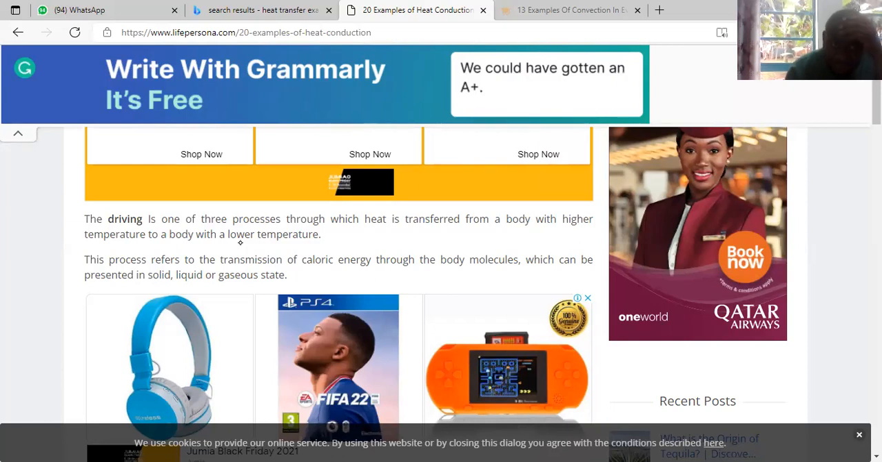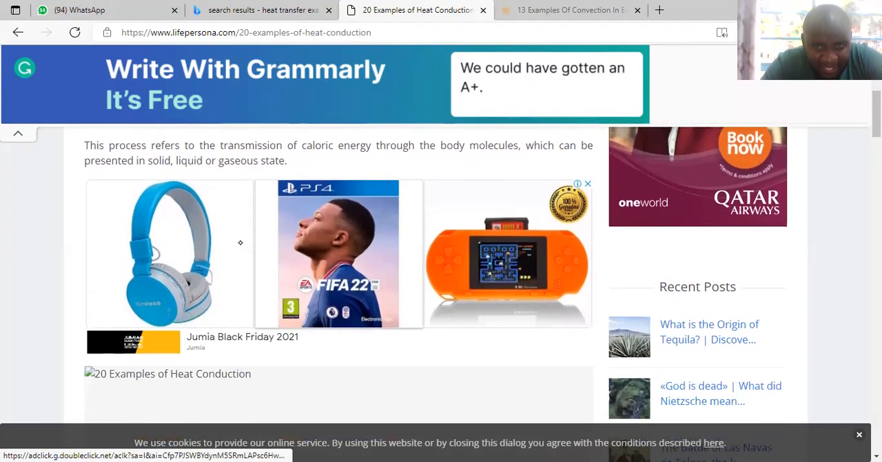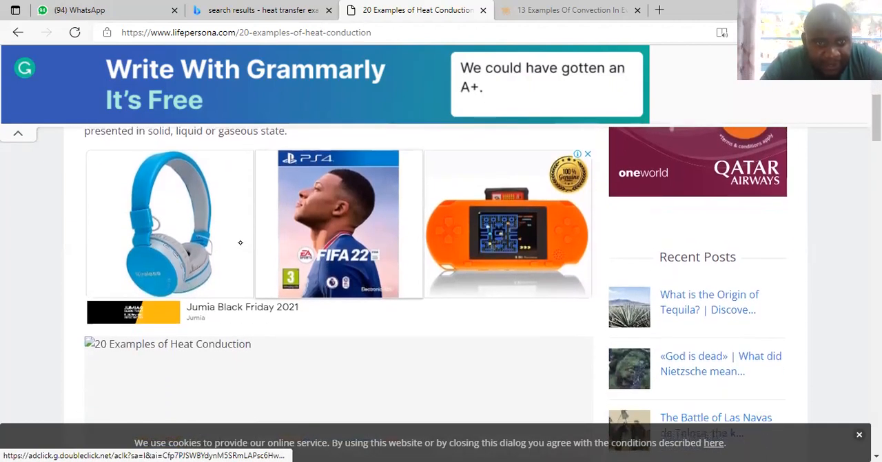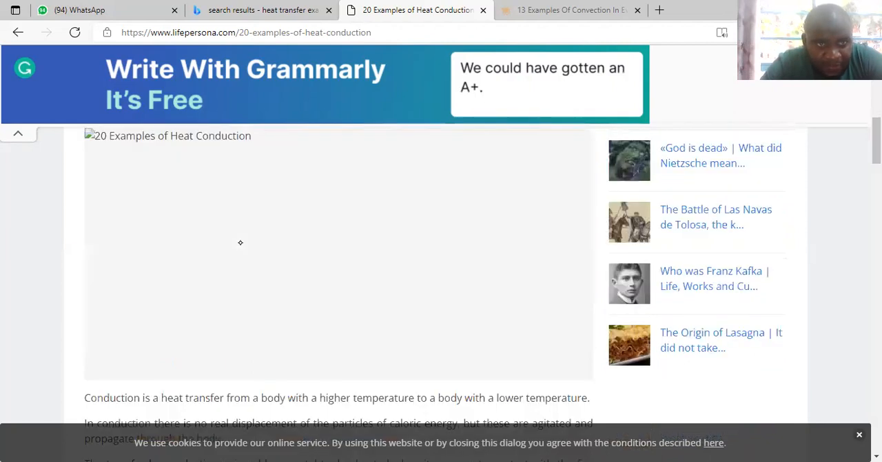here they're telling you that conduction is one of the three processes through which heat is transferred from a body with a higher temperature to a body with a lower temperature. This process refers to transmission of caloric energy through the body's molecules, which can be present in solids, liquids, and gases. Among them, let's have an illustration here. It is loading.